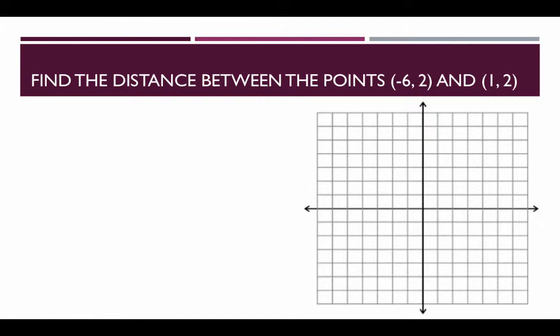So let's go ahead and start with example 1. We'll find the distance between the 2 points, -6, 2 and 1, 2. So the first thing you need to do is graph this. So go ahead and graph -6, 2. So you're going to go back 6 and up 2. And then 1, 2, you're going to go over 1 and up 2. Notice that these create a horizontal line. So we can just count across that horizontal line and see what the distance is between those 2 points.